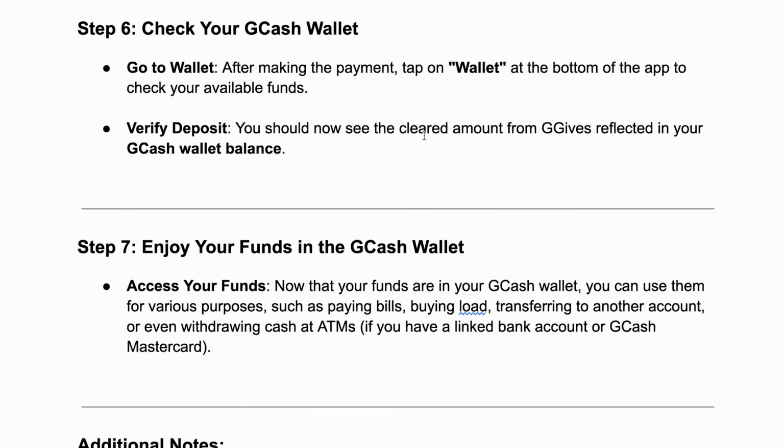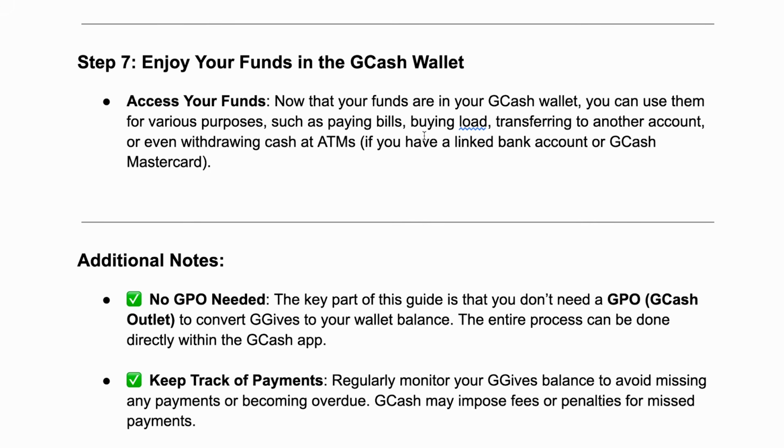Then check your GCash wallet. Go to Wallet after making the payment. Tap Wallet at the bottom of the app to check your available funds. Verify deposit. You should see the cleared amount from GGives reflected in your GCash wallet balance. Then enjoy the funds in your GCash wallet.